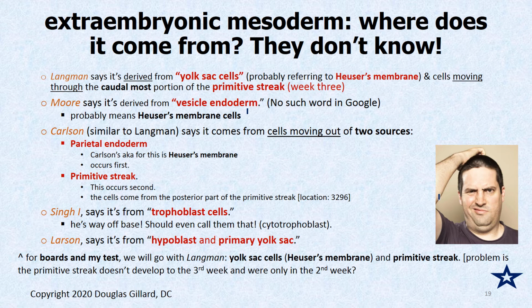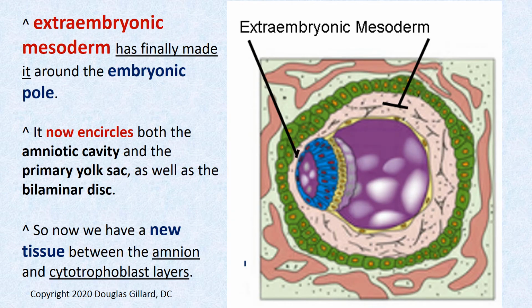So what are we going to go with? We're going to say Heuser's membrane and the primitive streak, because Carlson and Langman both said it, we're going to go with that. But I'm not even going to ask you that. All right, that's enough ranting.